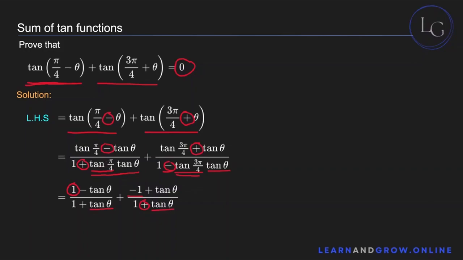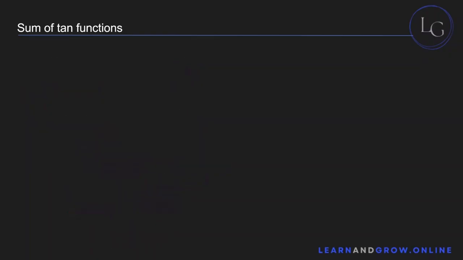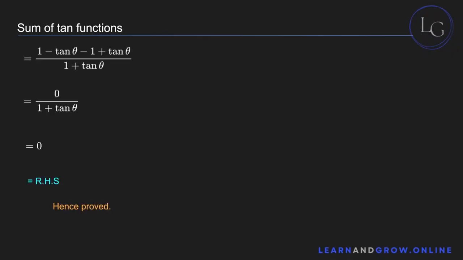Now, you can just take the LCM of this and this, it's just equal. So now you can just add the numerators up because the denominators are equal. So it becomes 1 minus tan theta minus 1 plus tan theta. You can subtract these ones, you can subtract these tan thetas, and so you get 0 over 1 plus tan theta, which is simply equal to 0, and hence you've proven the right hand side.